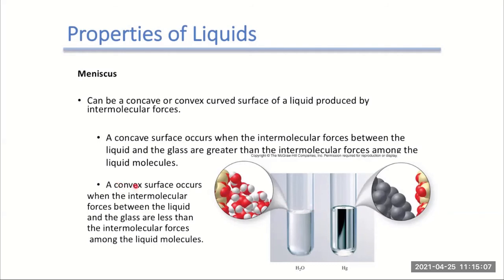The opposite, a convex surface or convex meniscus, occurs when the intermolecular forces between the liquids and glass are less than among the liquid particles. So mercury actually makes a convex meniscus. So it ends up being a little bit higher in the middle than on the sides.